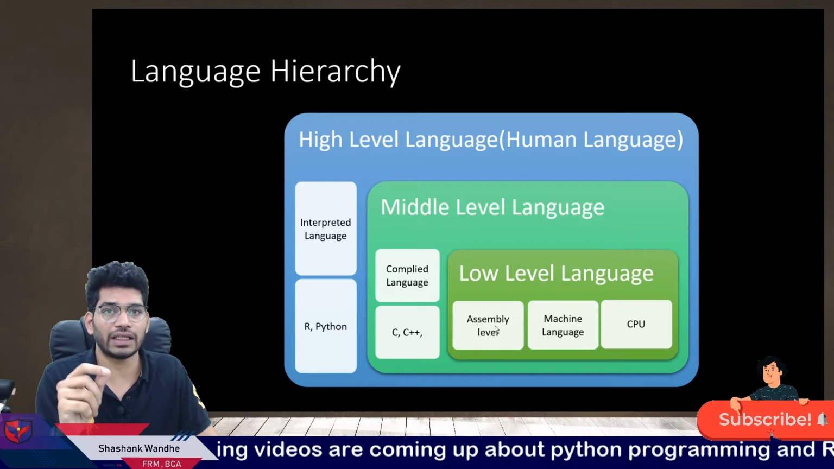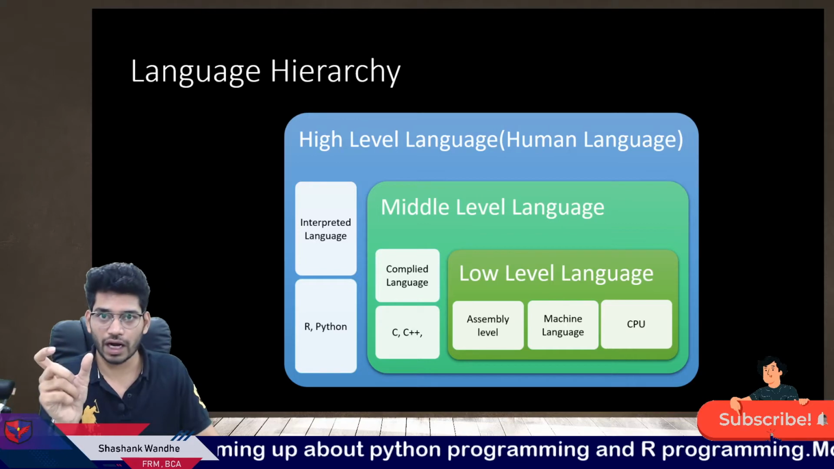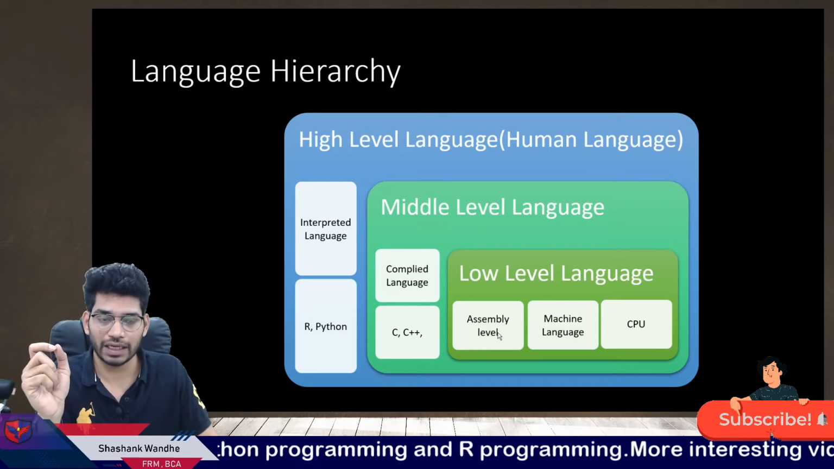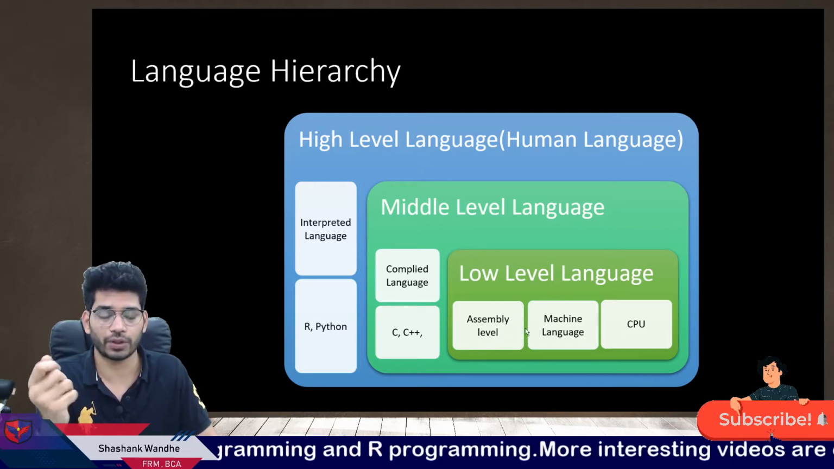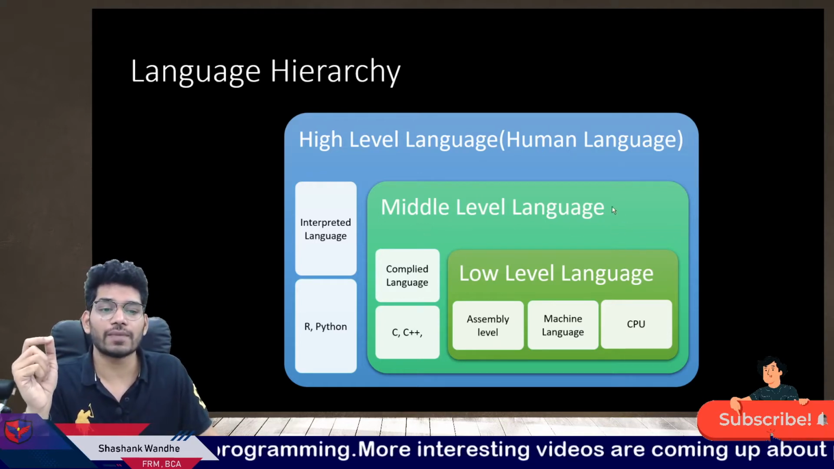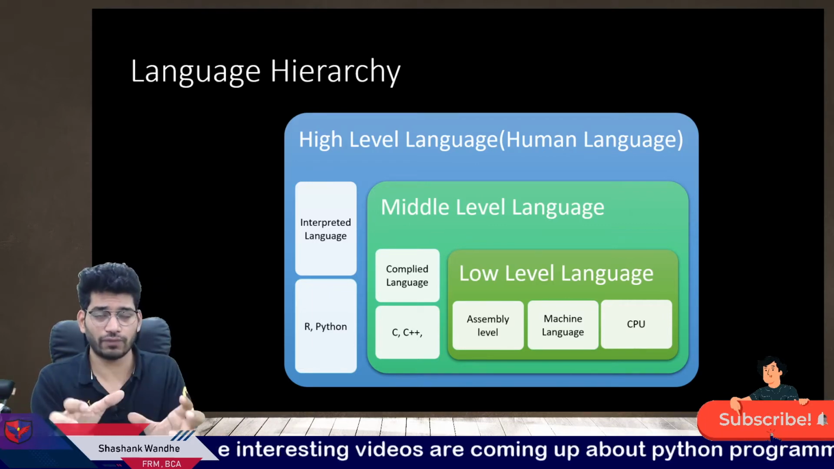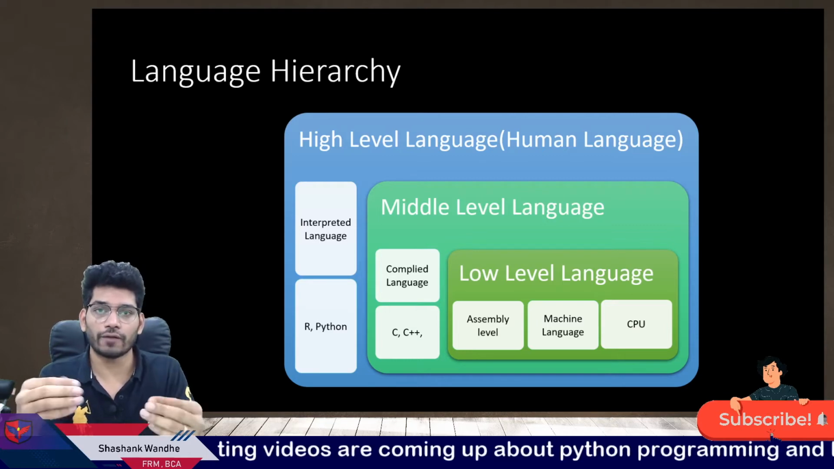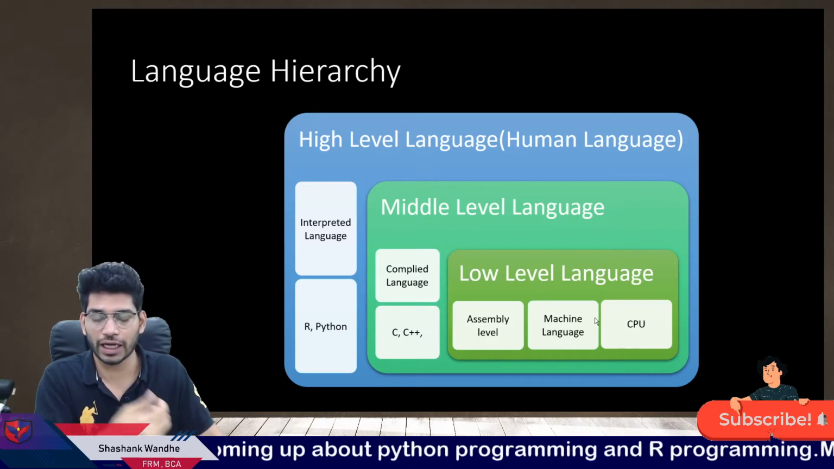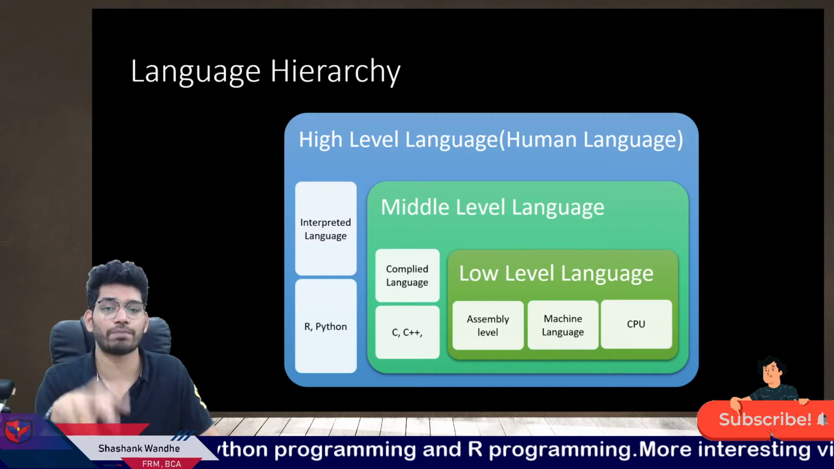And then there is also assembly level language. Assembly level language is used for your drivers and hardware, right? Whatever hardware we are using, you remember we need to update the driver. Those driver files are in assembly language, which is again directly executed in the CPU. These are considered low level languages. Then come the middle level languages. Middle level languages are the compiled languages: you will write your code, that code will be compiled into a binary file, and then it will be executed in the CPU with the help of machine language. So C and C++ are compiled languages or middle level languages.